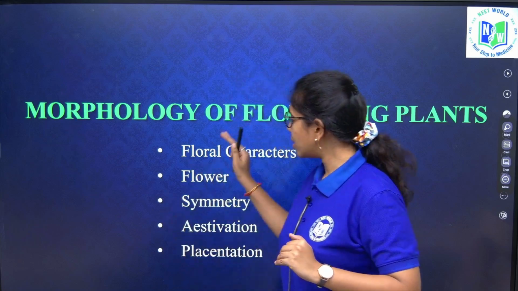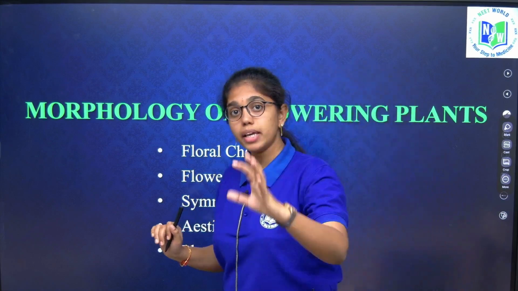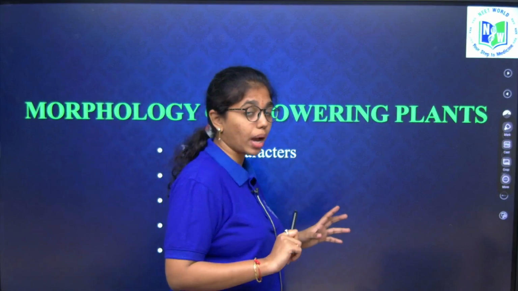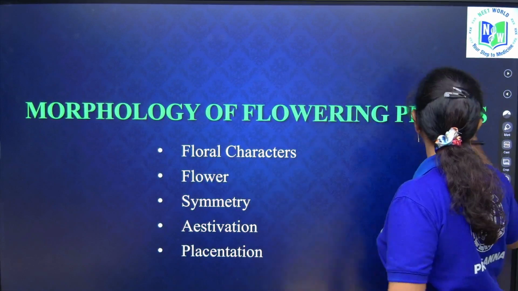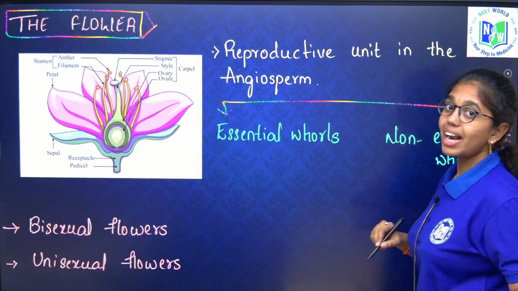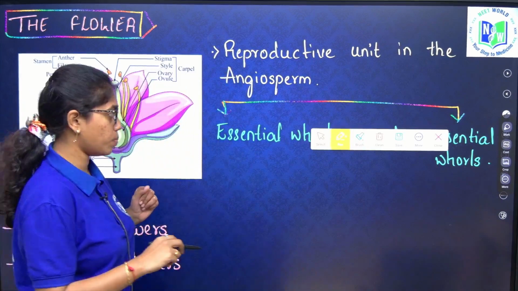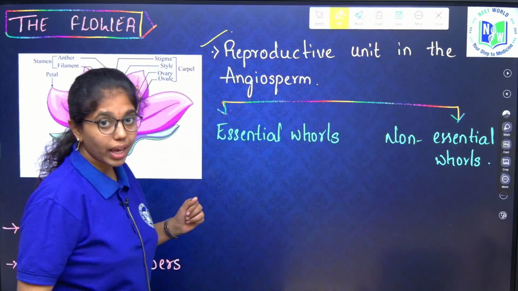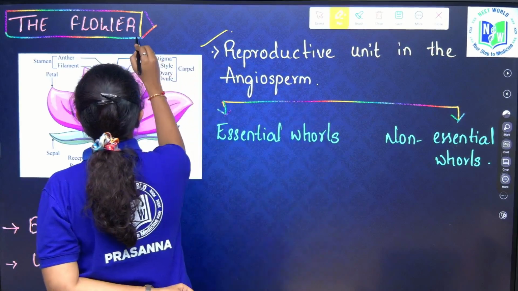Now we are going to discuss about floral characters. Definitely every year 1 or 2 questions will be appearing from floral characters from Morphology of Flowering Plants. So, if you look into a flower, which is said to be the reproductive unit of angiosperms. What is the reproductive unit of angiosperms? Flower. Okay. In flower you have 4 whorls. How many whorls? 4 whorls.